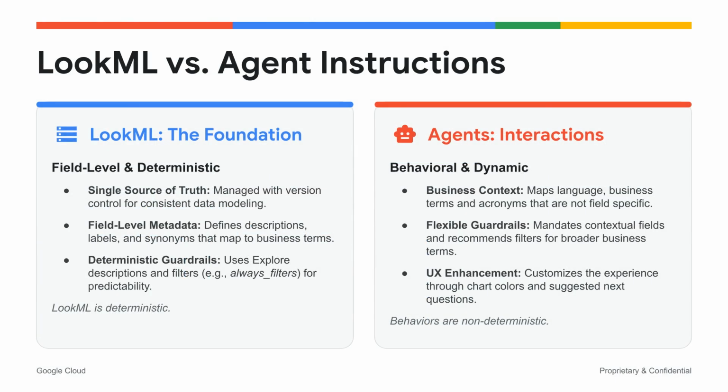The two main inputs to conversational analytics in Looker are LookML and Looker agents. Customers frequently ask, what role does each play in the system? And how can we best take advantage of both? Consider LookML as the deterministic foundation, acting as a single source of truth with clear field-level metadata and guardrails. Agents handle the non-deterministic, behavioral interactions, offering guidance and enhancements to the user experience.